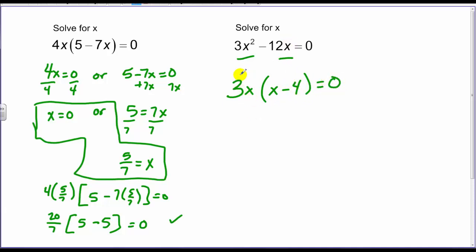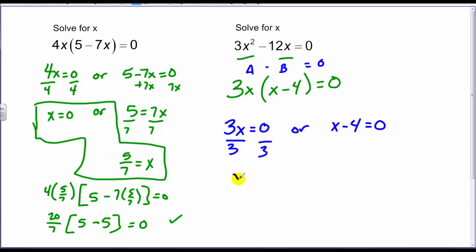Now you'll notice I have a product of two terms, call them a and b, multiplying to equal 0. So now this is a zero product principle, and I can say, well, 3x could equal 0, or x minus 4 could equal 0. Therefore, dividing by 3 to both sides, I get x equals 0. And in the second set of numbers, I can just add 4 to both sides, and x would equal 4.